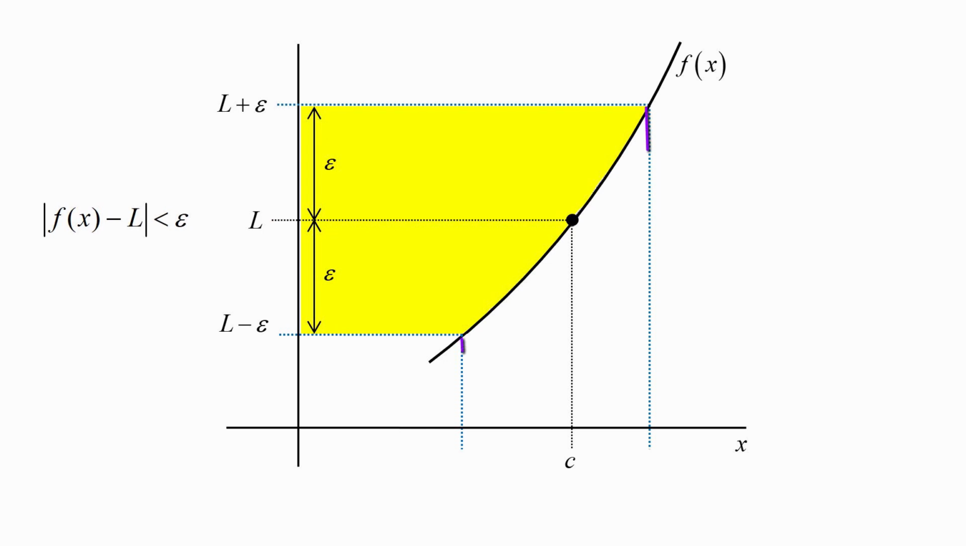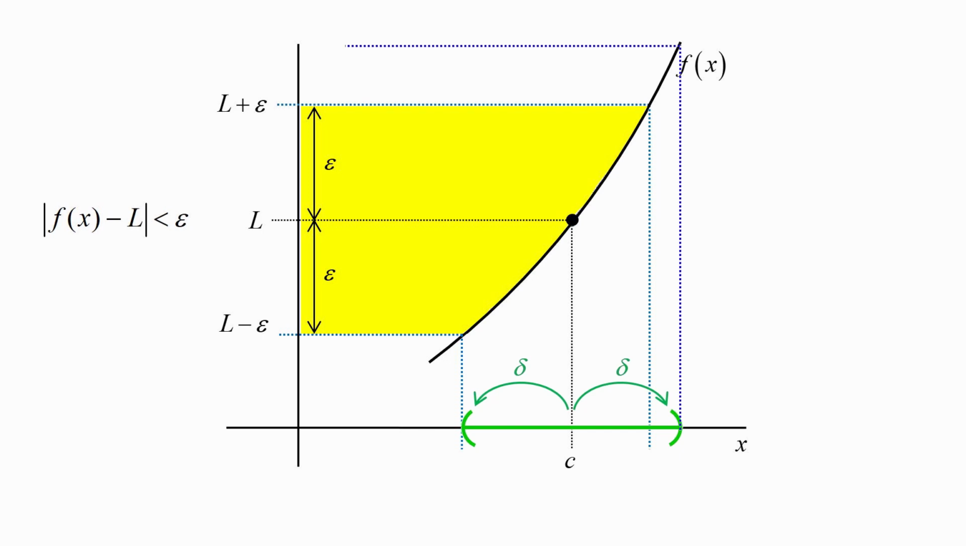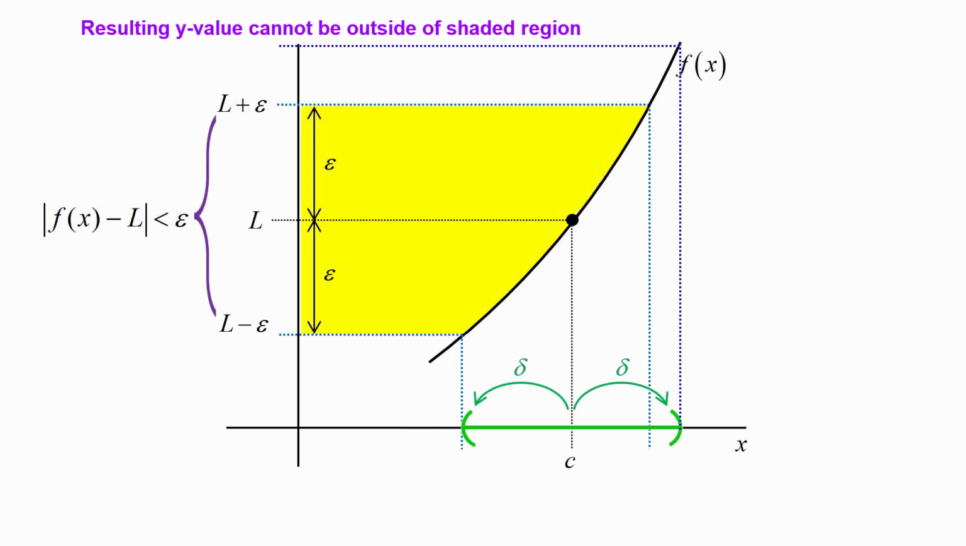If we drop down and take a look at the x values associated with those y values, if we were to let delta run all the way to the left side, we have to then have a matching delta of the same size going out to the right side. Now, if we let that happen, notice that that x value would result in a y value that ends up being outside our allowed region from L minus epsilon to L plus epsilon.